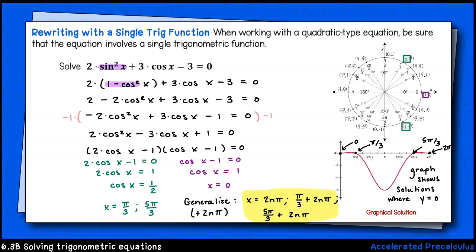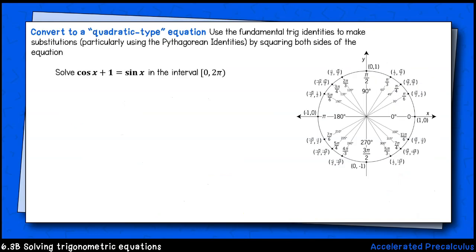We can visualize these solutions a couple of different ways. First, on the unit circle, we can see the solutions pi over 3 and 5 pi over 3 in quadrants 1 and 4. We can also graph the left-hand side of the equation and find all the values where the function is equal to 0. These are visualized as points of intersection at the x-axis. Let's look at another example.